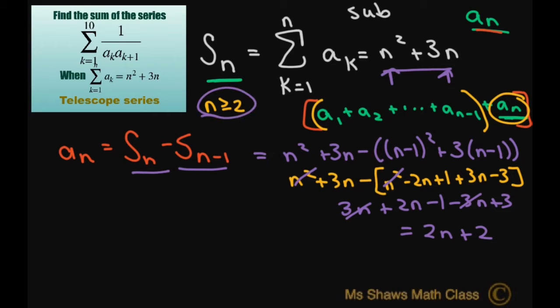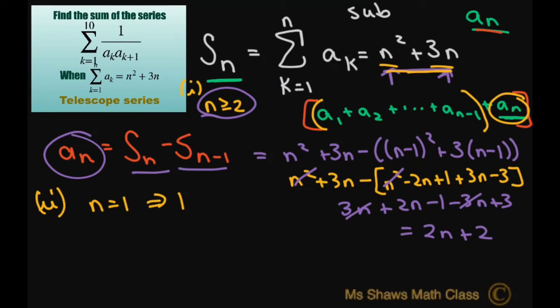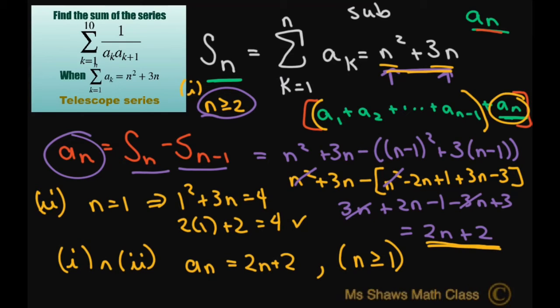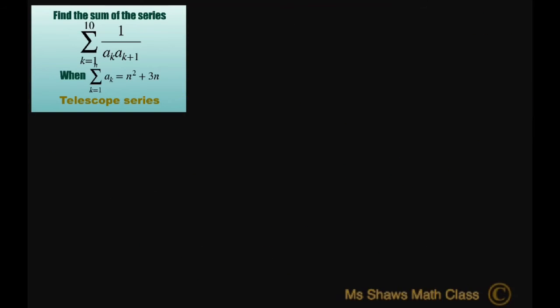Now that's for when we have at least two terms. It'll be a sub n. We'll call this case 1. Case 2, we want to check for when n is 1. When n is 1, we substitute 1 in here and get 1 squared plus 3n equals 4. We also have to check this one: 2 times 1 plus 2 equals 4. Since these both work, and condition 1 and condition 2 are valid, our a sub n is going to equal 2n plus 2 for n greater than or equal to 1, so at least one term. This is valid.